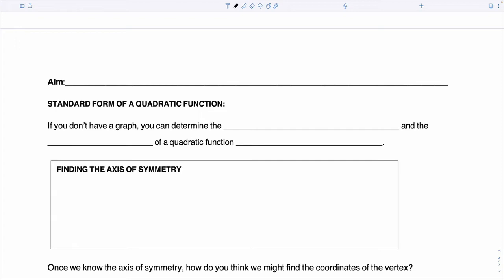Today's aim is to find the axis of symmetry and the vertex. We're not going to worry about the roots today.